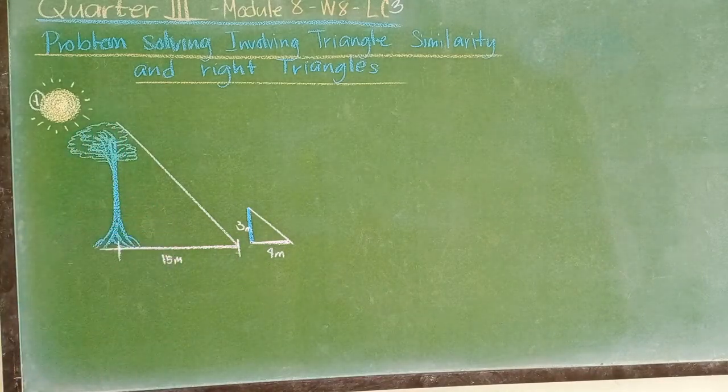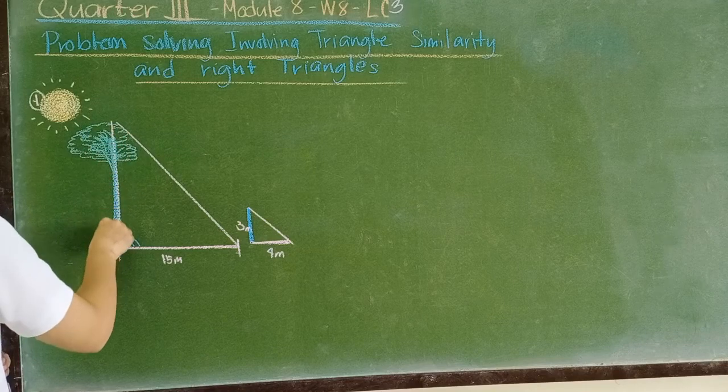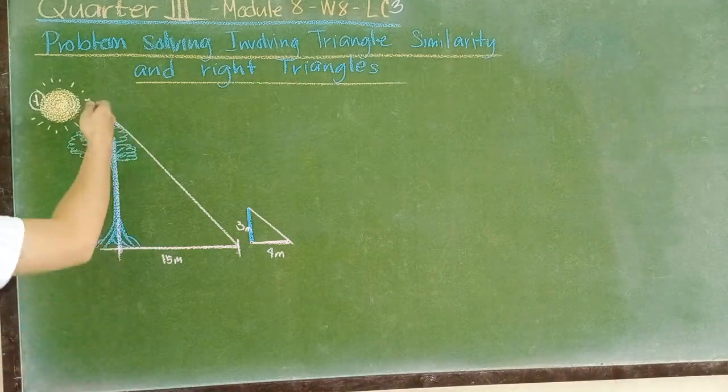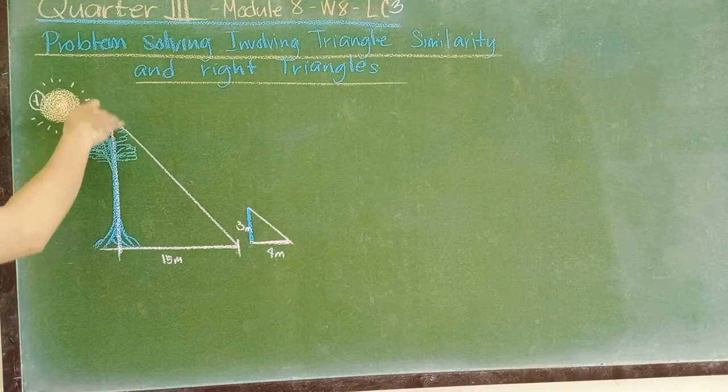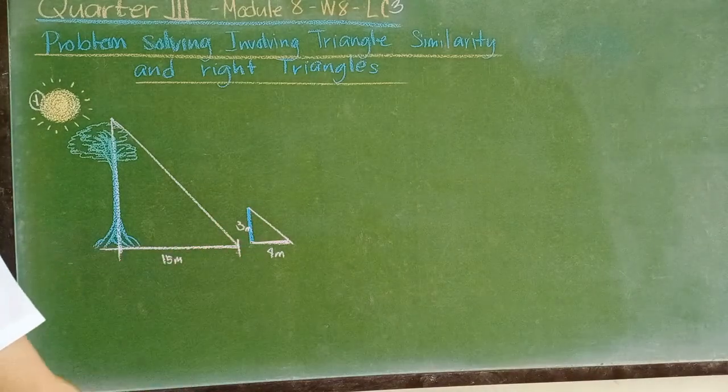So based on this information, we can use the similarity that we studied in our previous modules or lessons. So first, let's identify the data. We can see that we can form two similar triangles there. The first will be the big triangle matching the height of the tree, and then the small pole also formed a small triangle.